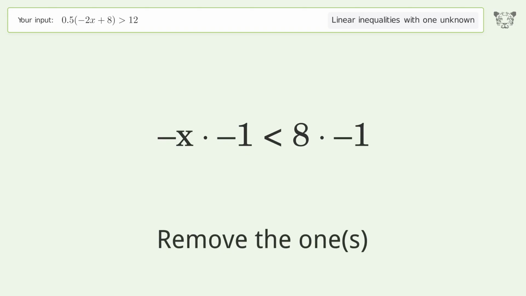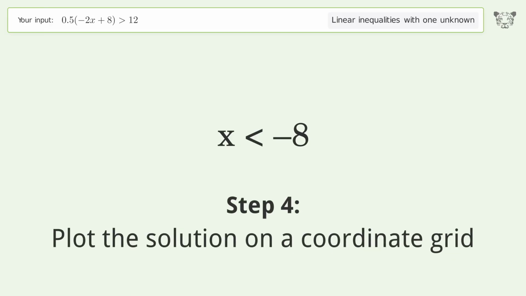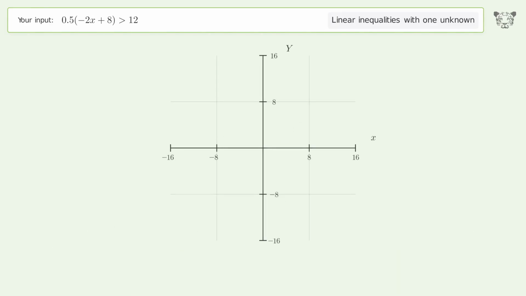Remove the ones. Simplify the arithmetic. Plot the solution on a coordinate grid. And so the final result is x smaller than -8.